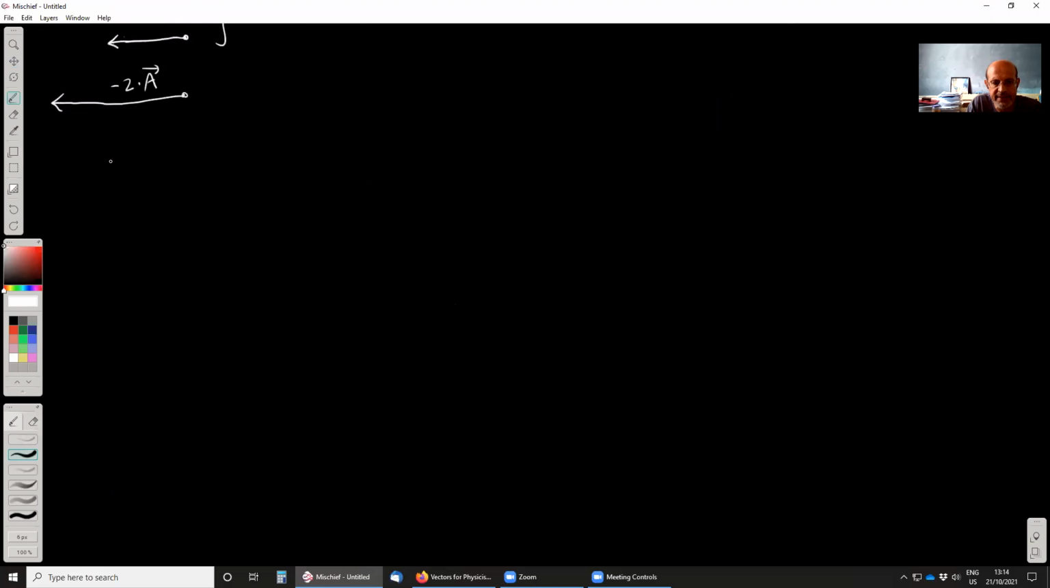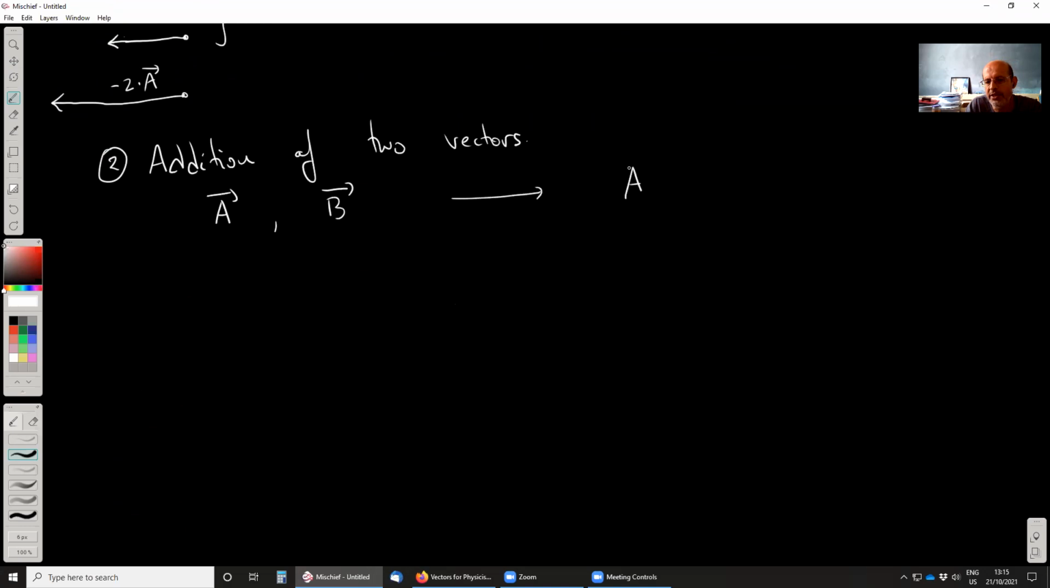Okay, so the second thing is addition of two vectors. Okay, so we have presumably a vector A and another vector B. And then by using these, I would like to define a vector that I can call A plus B. Okay, how do I define this? Well, it is something that you already know, because I know that you have done these kinds of things in high school. So A is a vector like that.